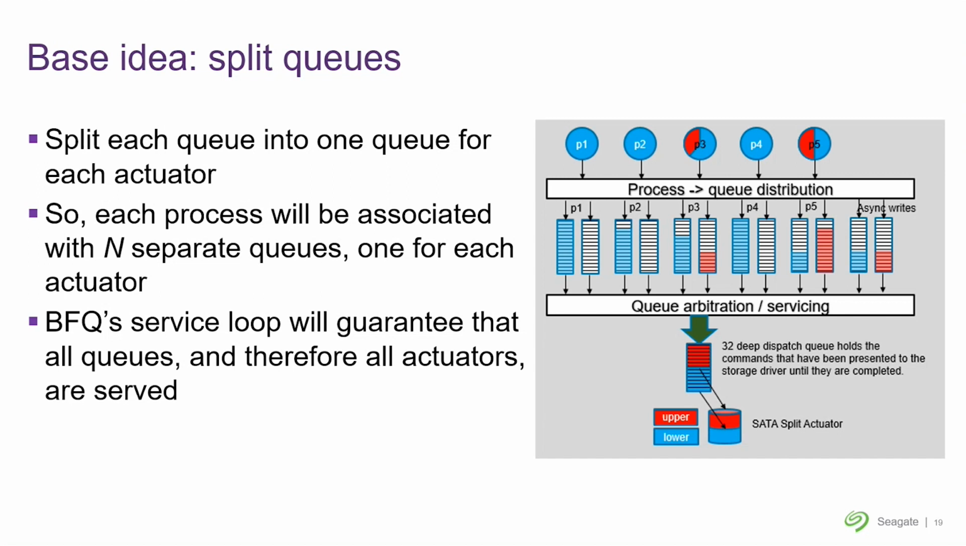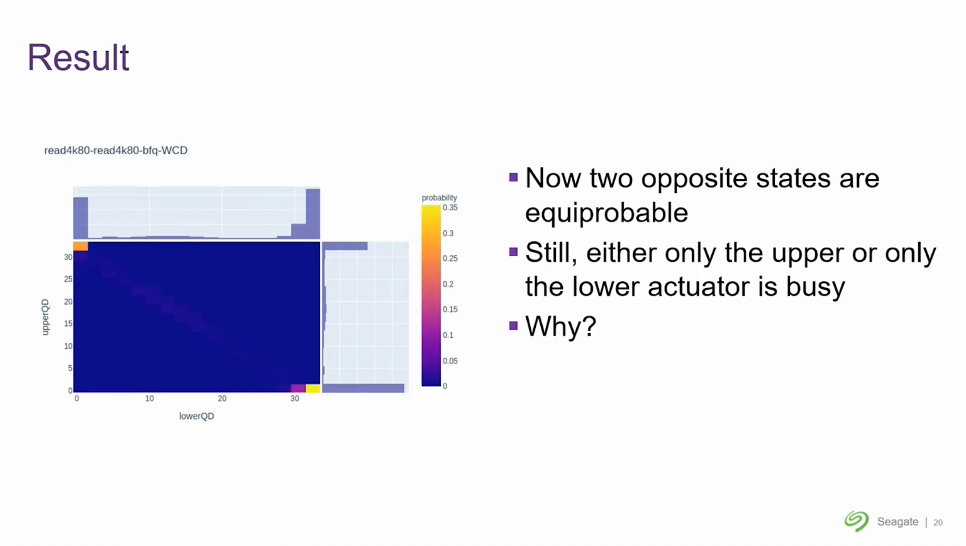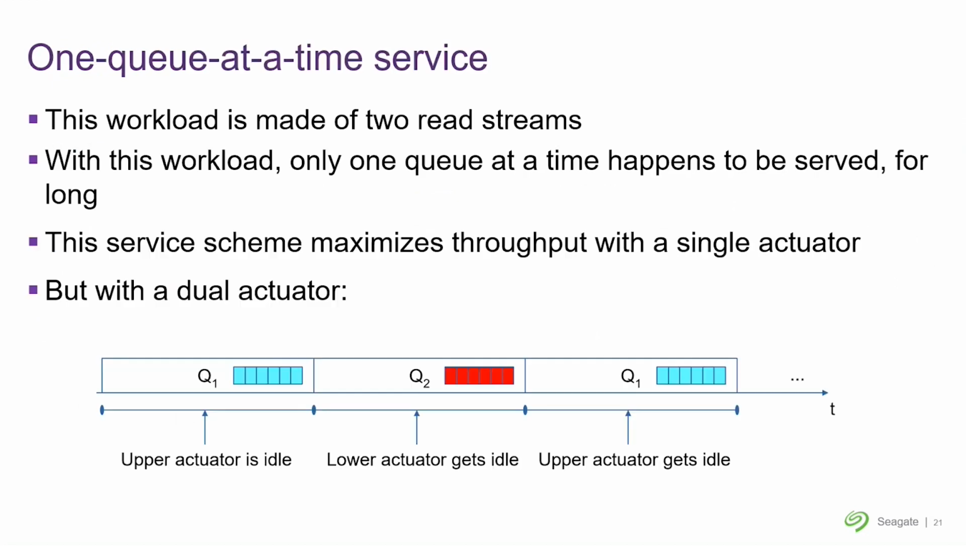So let's see the heat map after we tried this idea. Well, now we are getting work to both actuators, but every time an actuator is busy, it is consuming all 32 of this very shallow command queue for SATA. So effectively, we're in two equally probable states. Either only the upper or only the lower actuator is busy. Why? Well, this is what's happening. We're actually servicing one queue at a time. So the workload is made of two read streams, and we're simply cycling between the two. So Q1, upper actuator is idle, Q2, lower actuator gets idle, and so on and so forth. So a new problem.